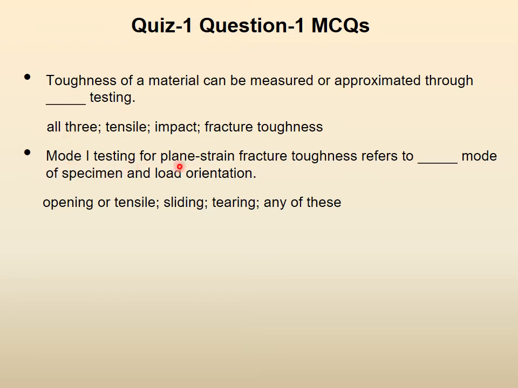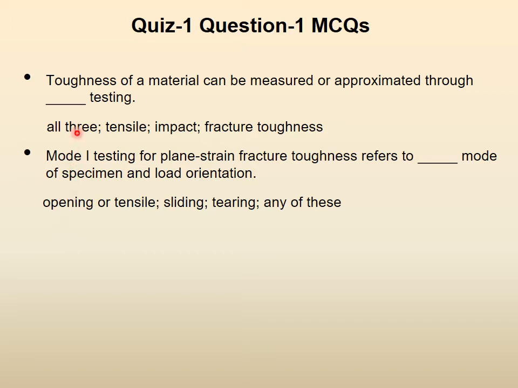Mode 1 testing for plane strain fracture toughness refers to dash mode of a specimen and load orientation. Opening or tensile mode, sliding mode, tearing mode, any of these. This is definitely wrong. We know that mode 1, mode 2, mode 3 are seriously different. So any of these is not the right answer. Sliding is mode 2, tearing is mode 3, opening or tensile is mode 1, right?